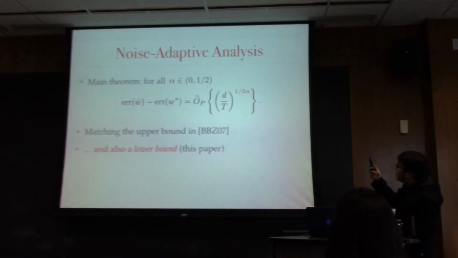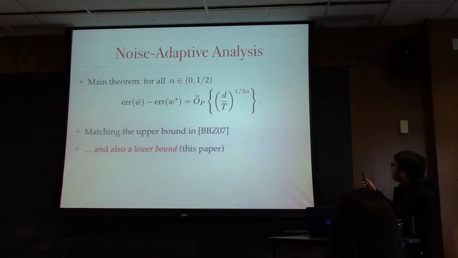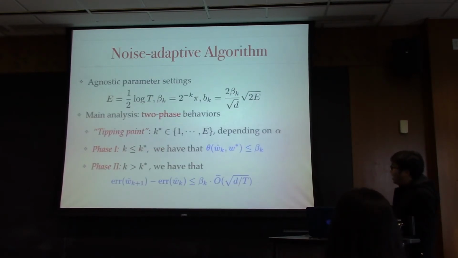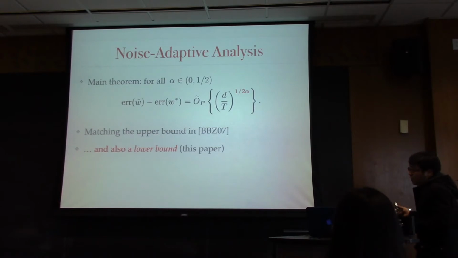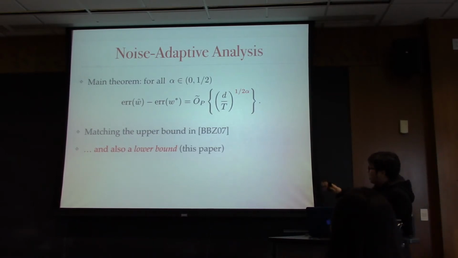So this is the upper bound part of this work. So basically, the algorithm is noise adaptive, and we still achieve the same rate. And the analysis is like I have an extra phase where the optimal classifier W star is out of reach. So the second part of this work is we show a matching lower bound that shows that basically this error cannot be improved, whether or not it's noise adaptive.